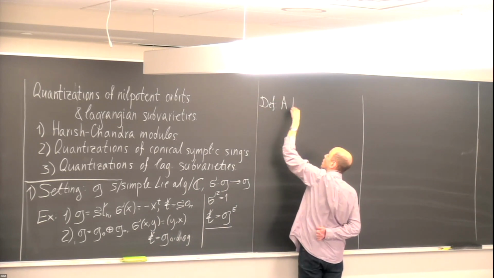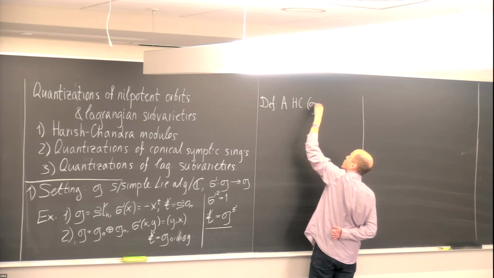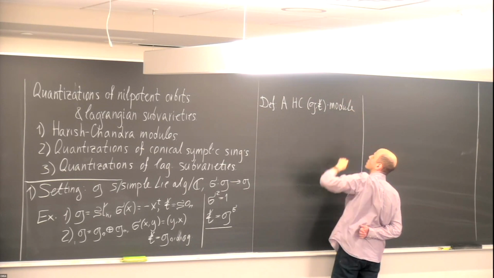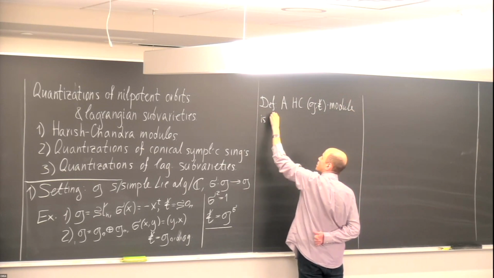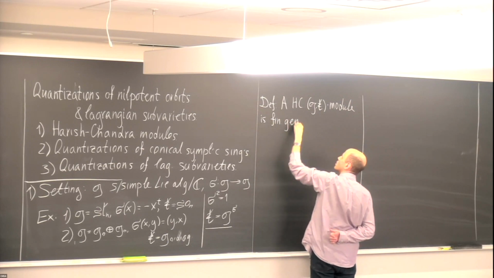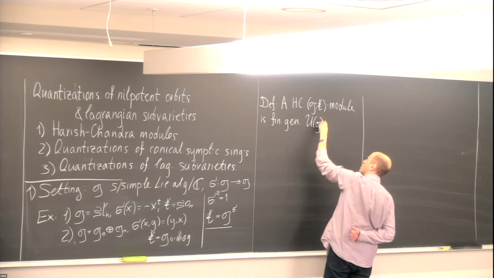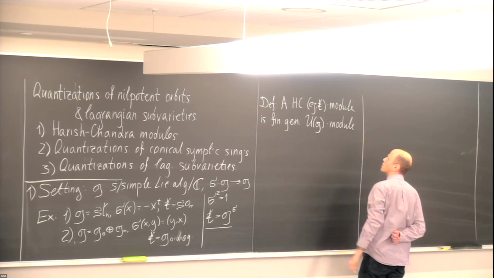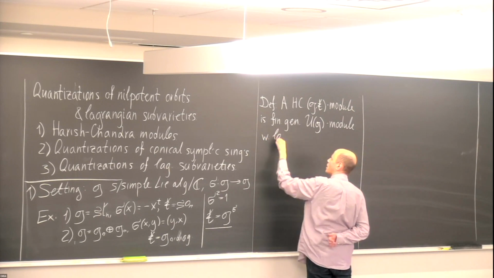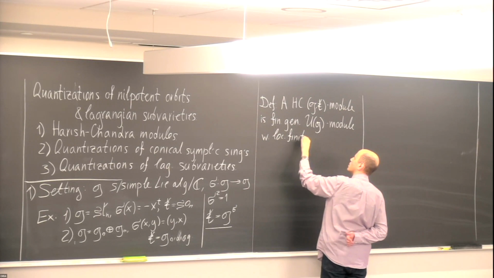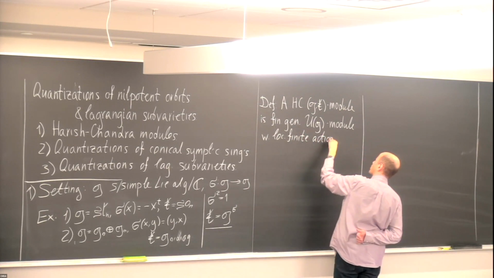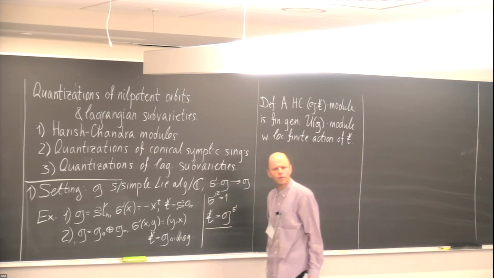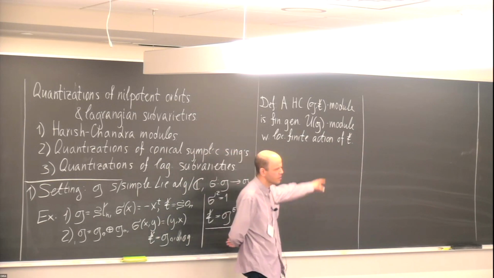And then I care about the following class of representations of G. A Harish-Chandra (G, K) module is a finitely generated module of the universal enveloping algebra with locally finite action of this subalgebra K. What this means is that you can include every vector into a finite dimensional K-stable subspace.